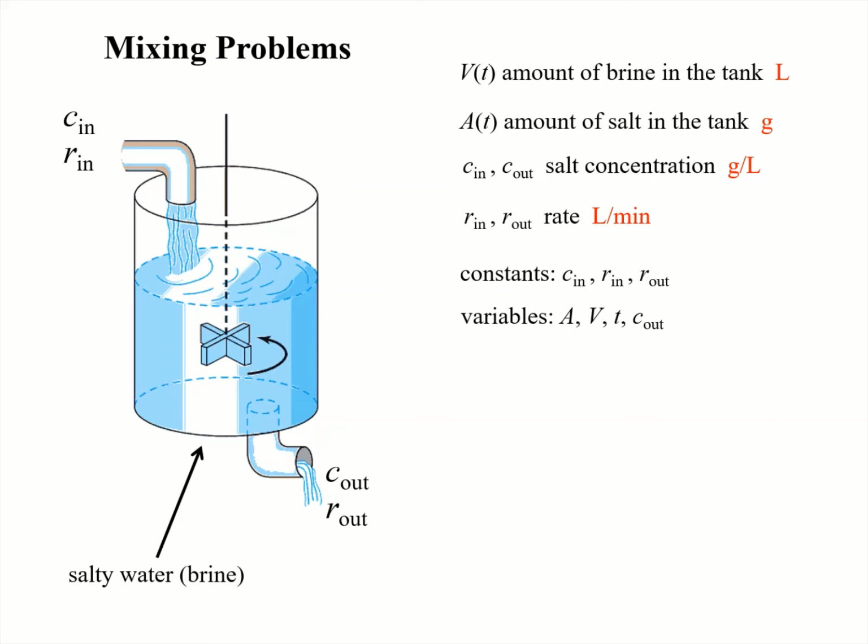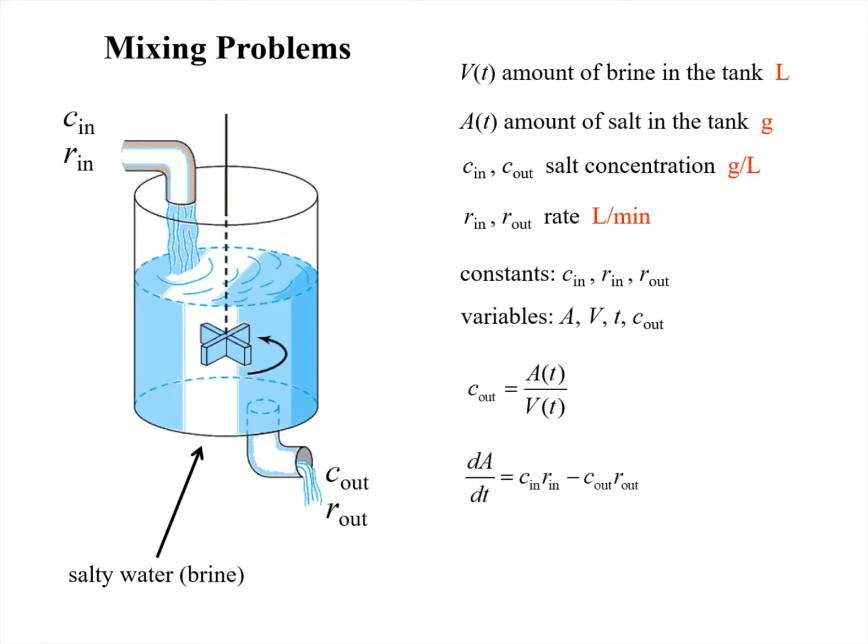The concentration of the brine coming out of the tank is really the amount of salt divided by the amount of brine in the tank. So A of t over V of t, and it will depend on time. A of t is measured in grams, and V of t in liters. So this happens to be grams per liter.